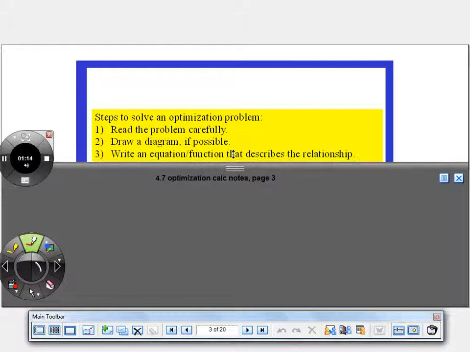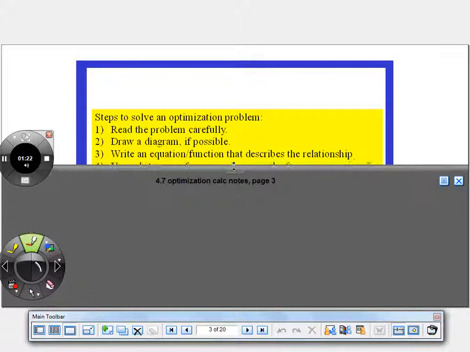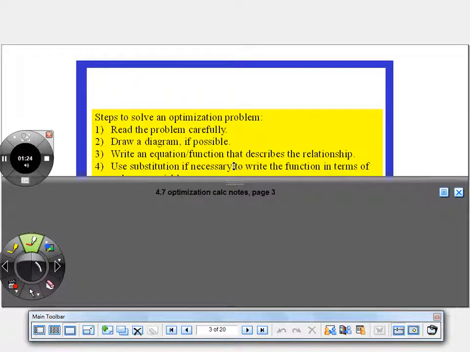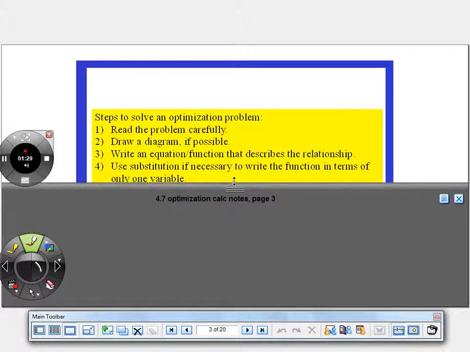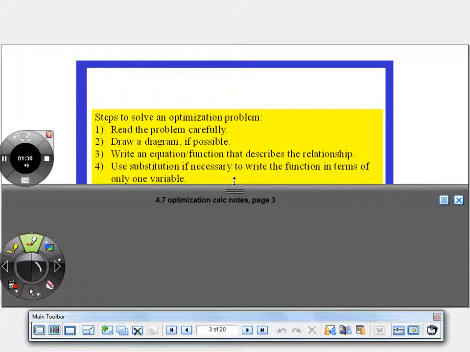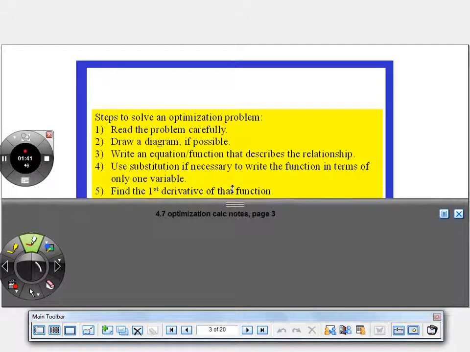Number three, it's really important that you come up with an equation or a function. Usually it's a function, right? A function that describes the relationship. And then fourth, we want to use substitution if necessary so that you can write the function in terms of just one variable. Because a lot of times you're going to have two variables, but it's really going to be easy if you have just y equals some function of x, or it doesn't have to be y and x, but at least just one variable.